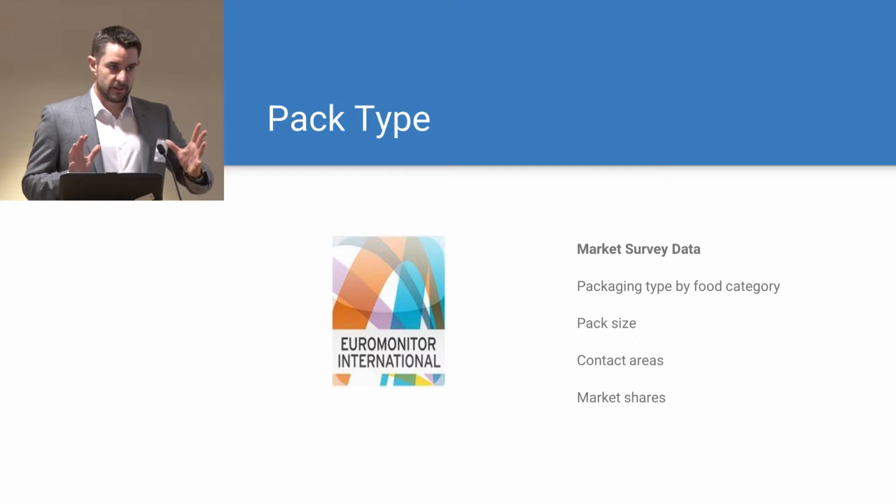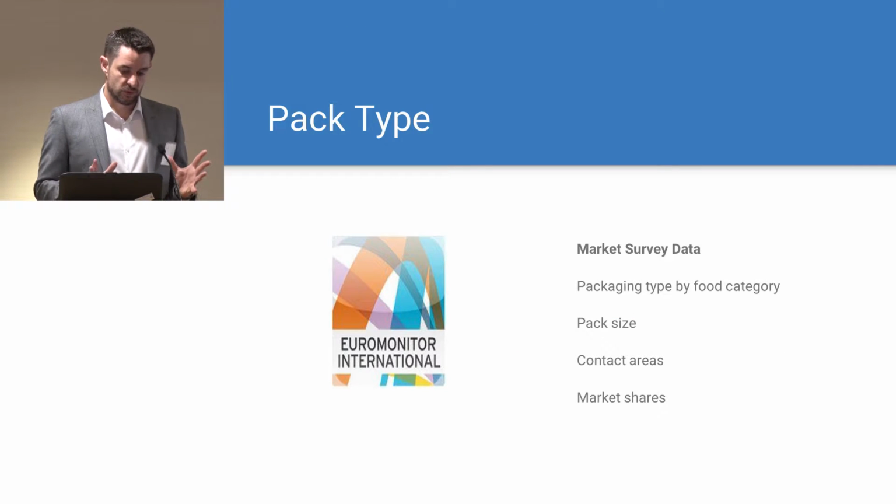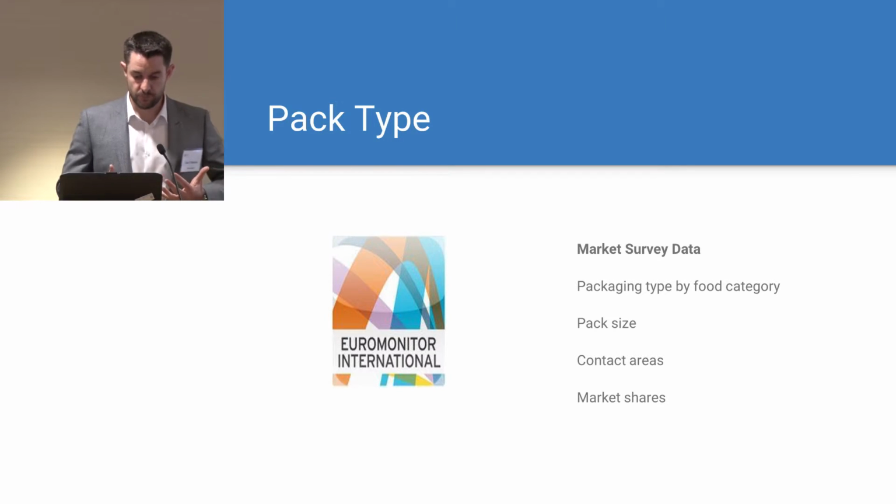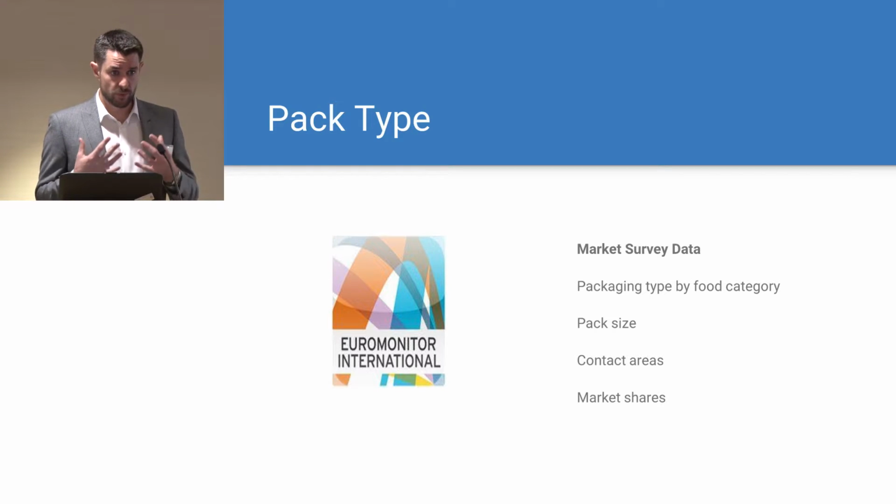More detail on the pack type information. So the key input here we used was market survey data, and Euromonitor International are a market survey company, and out of the box they had a data set that gave, at a retail level, market shares of different food packaging structures. So we were able to recode this data into the Facet food coding system, and we had the different packaging types by food category.